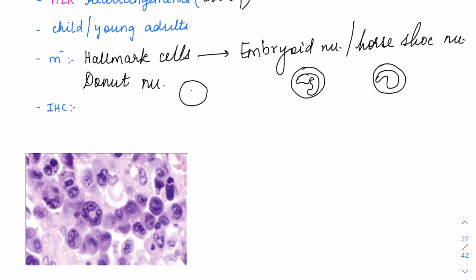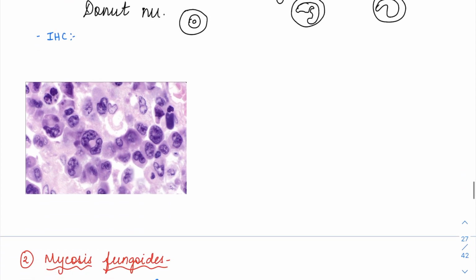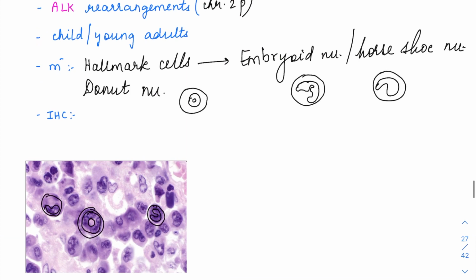Donut nucleus is when it is going to have a nucleus like this, and in the center you're going to have a hole like this. Okay. So this is the classical image of an ALCL. In this cell, if you are seeing, it kind of appears like a donut, right? So this is the nucleus, and in the center you are going to have a hole like this. And look at these cells, they are going to have a folded embryoid kind of a nucleus. All of these cells are having very bizarre kind of a nucleus. So these are the classical findings which we see in ALCL.